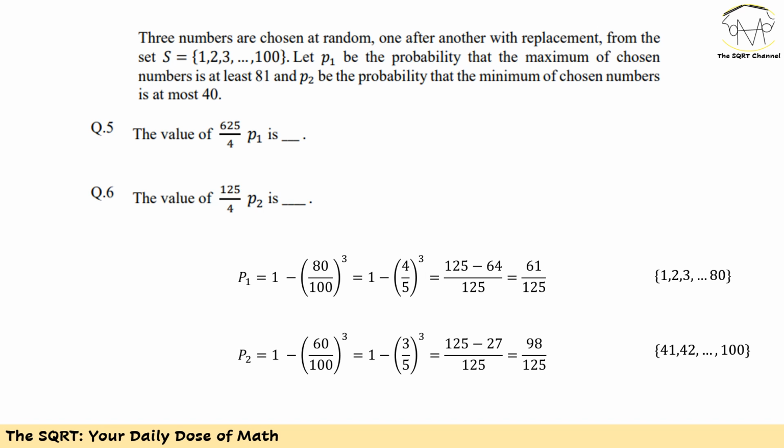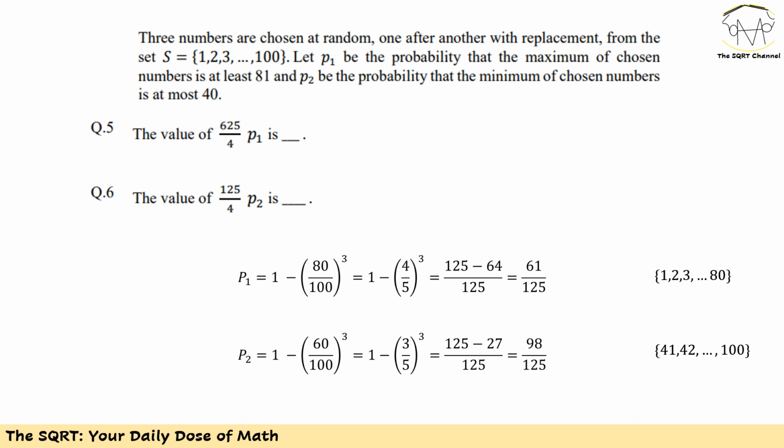Let's divide the set that we have here into two subsets. We have from 1 to 100, and we are interested in numbers at least 81. So let's divide the set into two subsets, from 1 to 80 and from 81 to 100.